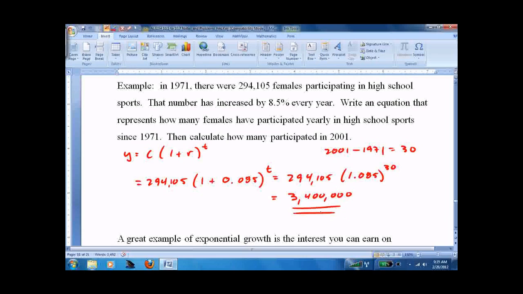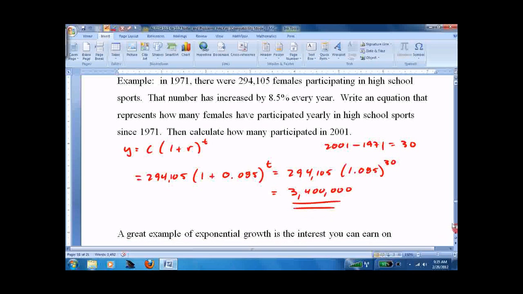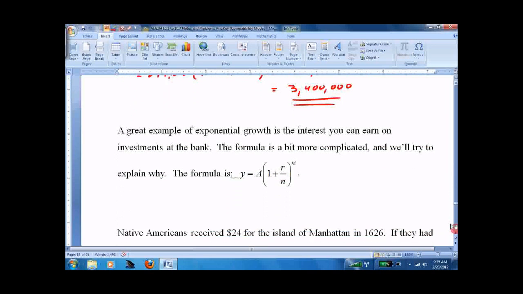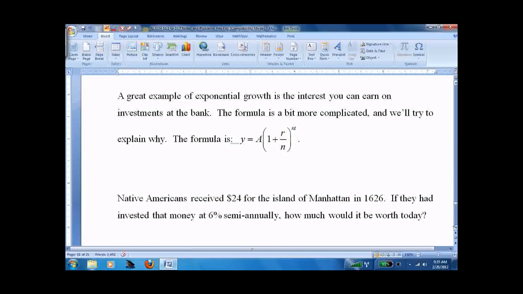Which is scary numbers. Back in 1971, there was a little bit less than 300,000 female athletes, and now there's over 3.4 million. Probably more like 3.7 today, because that's 11 years ago. That's exponential growth. Things go up very quickly. It's kind of amazing stuff. Another example of exponential growth is when you put money in the bank. If you were able to put a ton of money in the bank and not touch it forever, it just keeps growing and growing very rapidly.